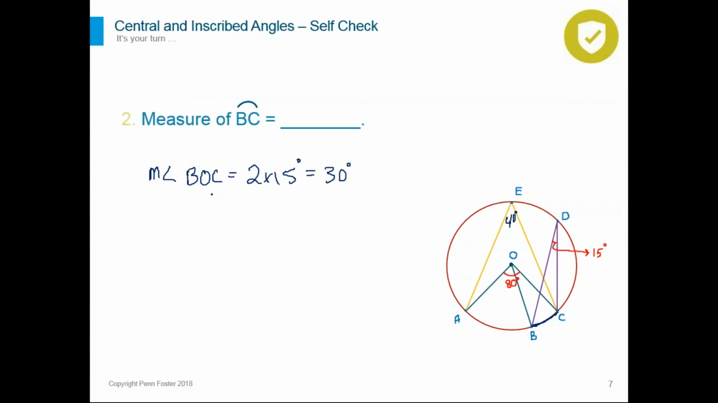And now we remember that the measure of angle BOC equals the measure of the arc BC, which is 30 degrees. So the answer is D, 30 degrees. Any questions? Anything that did not make sense or did not go along with your readings of the lesson? Okay, let's move on to the next topic.